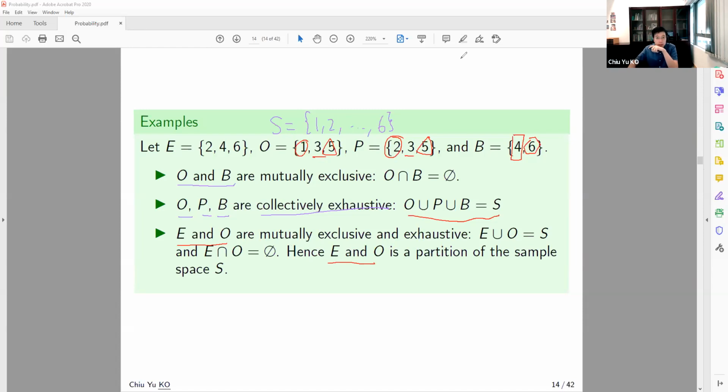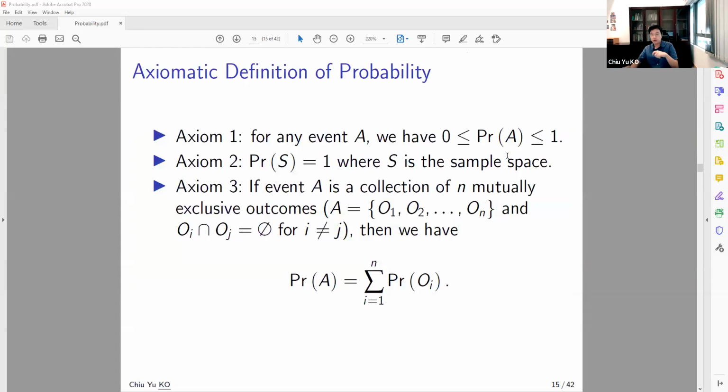Good. So the next thing we want to talk about is the axiomatic foundation of probability. This is different from the classical idea about the normal frequency. We do not rely on experiment; we rely on definition.